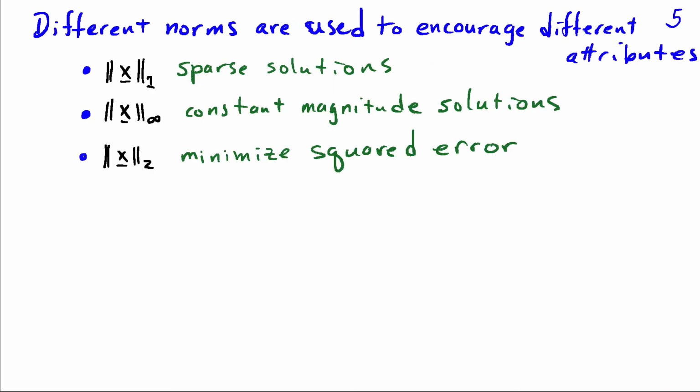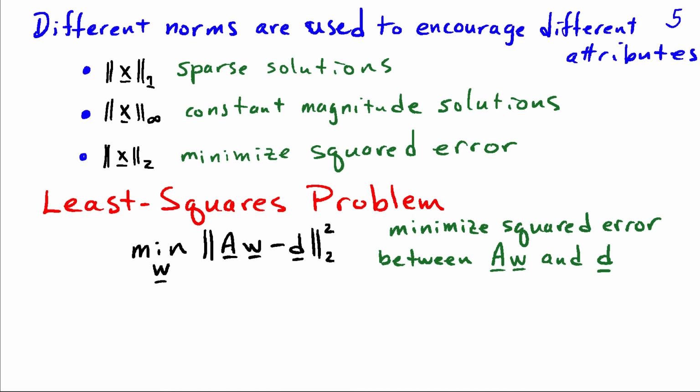Now the reason we have these different norms is because they allow us to pursue solutions that have different attributes. For example, the 1 norm is often used in machine learning to find solutions that have a sparse character. In other words, a fairly small number of the entries are non-zero. On the other hand, the L infinity norm allows us to look for solutions that have constant magnitude. And finally, the L2 norm is used to minimize the squared error.